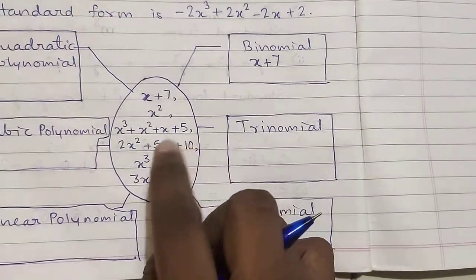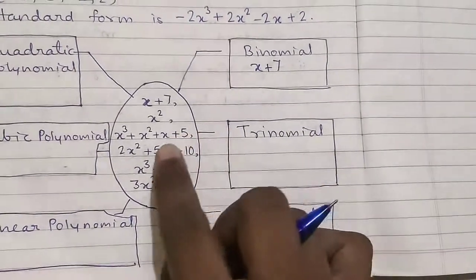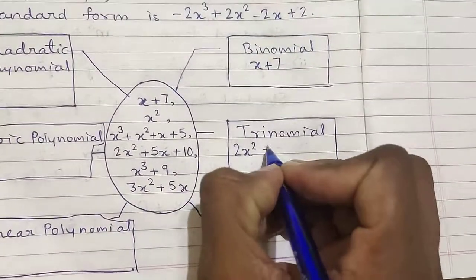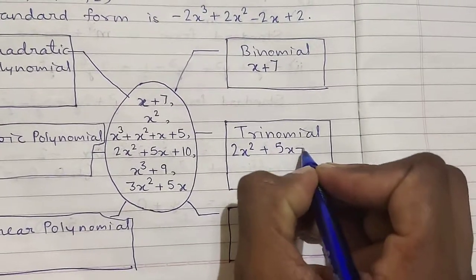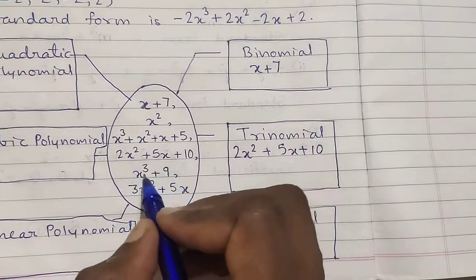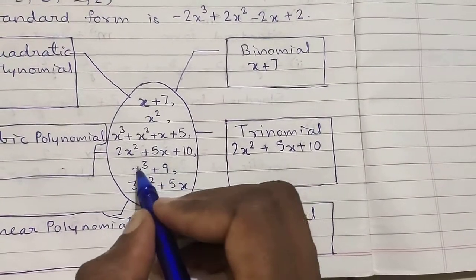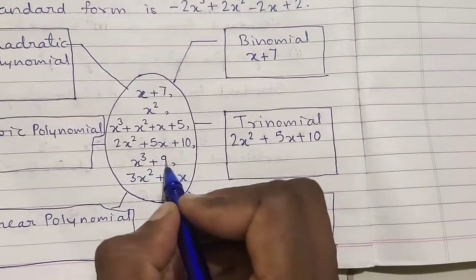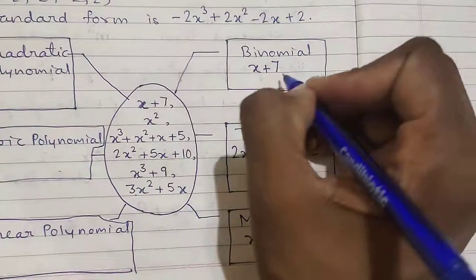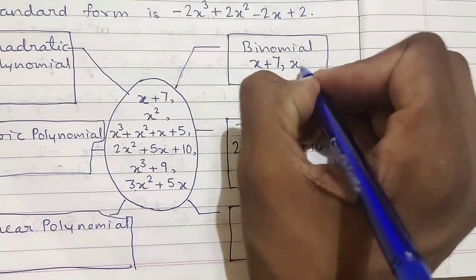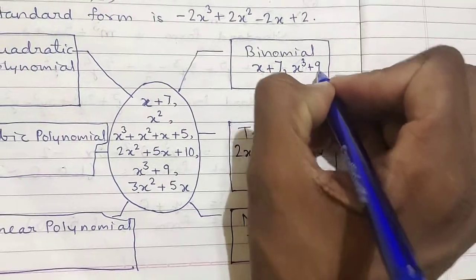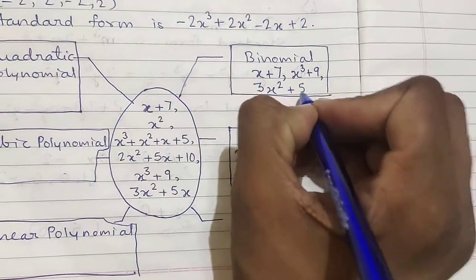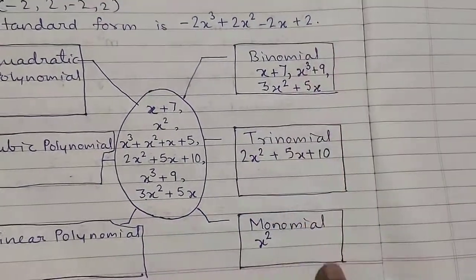Now next one, how many terms are there? 1 2 3. So 3 terms means what? Trinomial. So you are going to write this in trinomial. So that is 2x square plus 5x plus 10. Then this is your x cube plus 9, and you know this is binomial, and last one is also binomial because 2 terms are there. So both will come in the binomial column. So let us write this. First I am writing x cube plus 9, and after that I am writing last one, that is 3x square plus 5x. So in this way we have completed these 3 boxes.